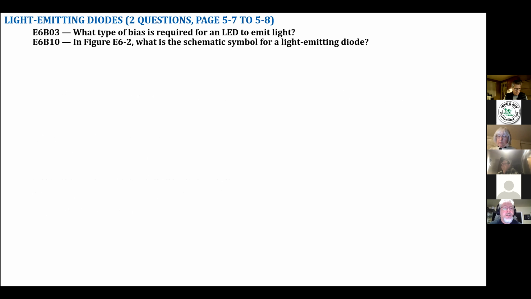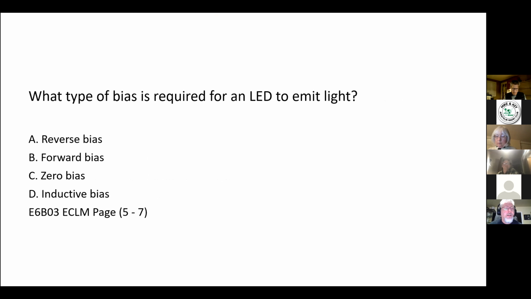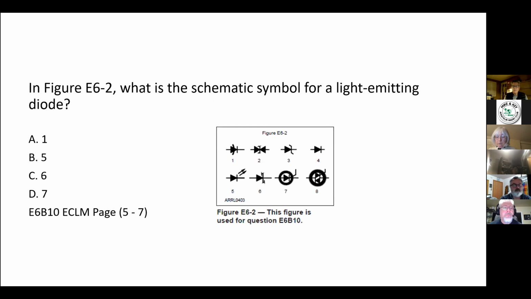Two LED questions. What type of bias is required for an LED to emit light? A, reverse bias. B, forward bias. C, zero bias. Or D, inductive bias. Bravo is correct, forward bias.